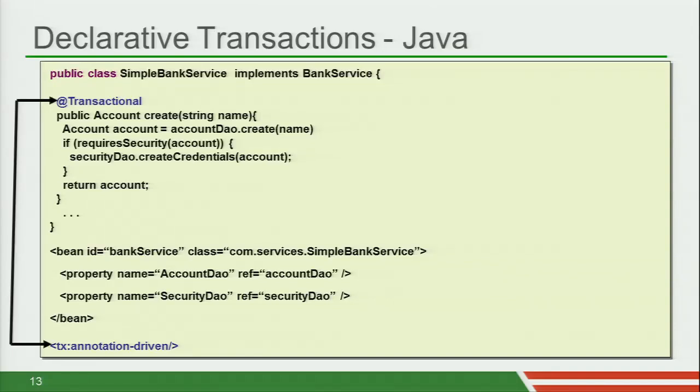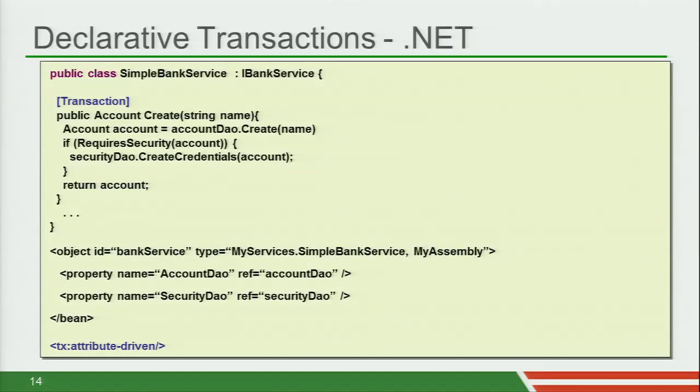This is minimally invasive and really, really easy for developers to understand what's going on. I have a method that should be transactional, so I place the annotation on it and it becomes transactional. So the same thing is true in the .NET space. Here is virtually the exact same code written for .NET.